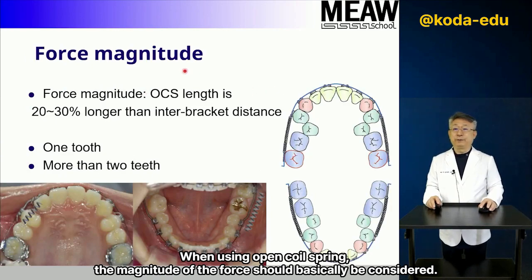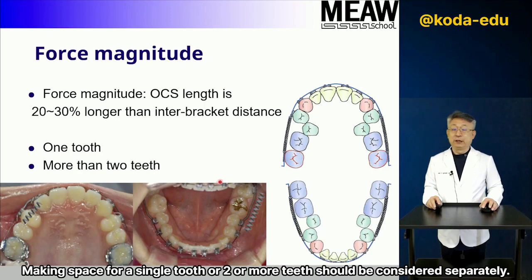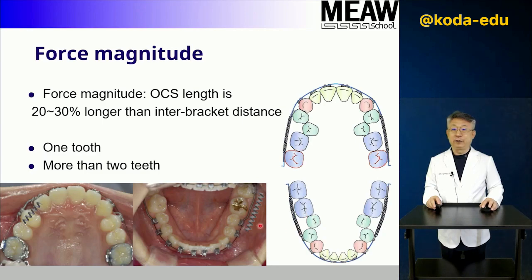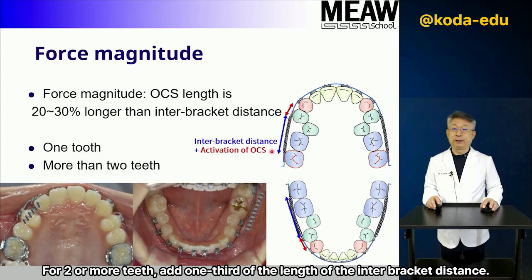When using open coil spring, the magnitude of the force should basically be considered. The distance between the brackets is called the interbracket distance. Making space for a single tooth or two or more teeth should be considered separately. When making a space for a single tooth, the length of open coil spring should be a bracket width longer than the interbracket distance. For two or more teeth, add 1/3 of the length of the interbracket distance.